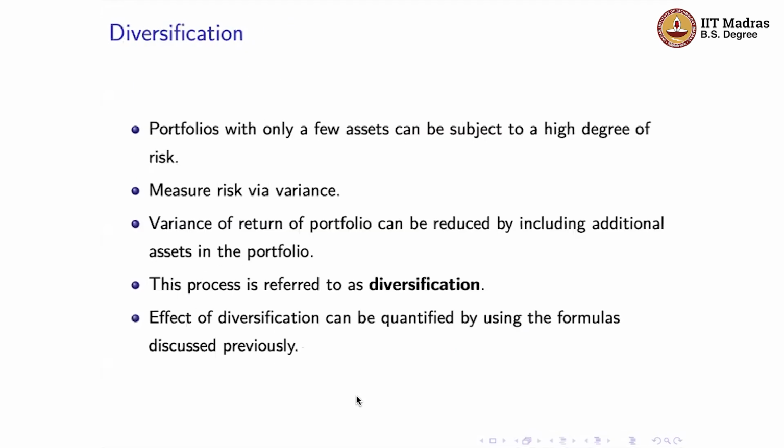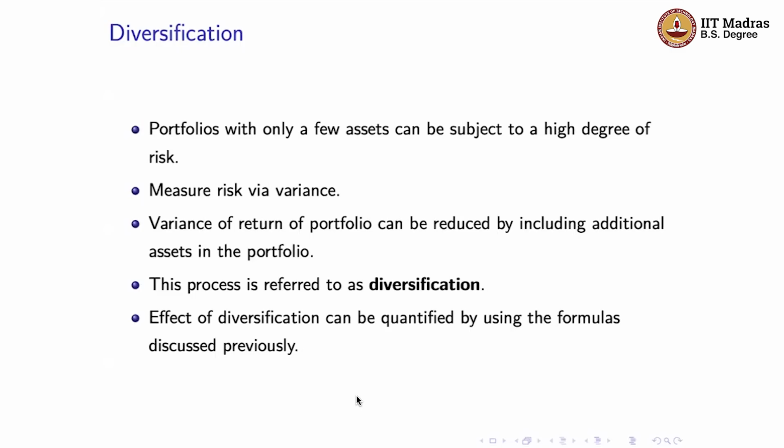Okay. One of the applications of this formula for the variance that we calculated is that we can take a deeper look into the phenomenon known as diversification. It's a very simple idea. It says that a portfolio with only a few assets is subject to more risk compared to a portfolio which has more assets, right? Here we are thinking of measuring risk via variance. So if we want to say that we can reduce risk, that means that the variance of the return of the portfolio can be reduced by including additional assets in the portfolio. This is exactly what is known as diversification.